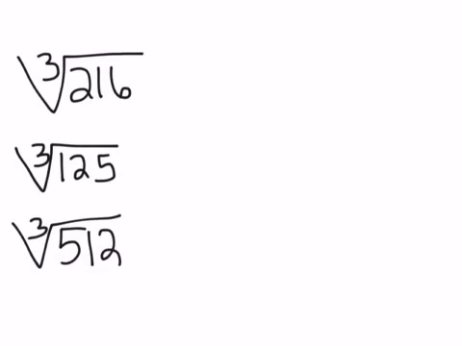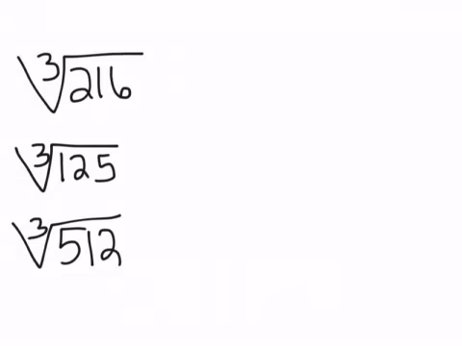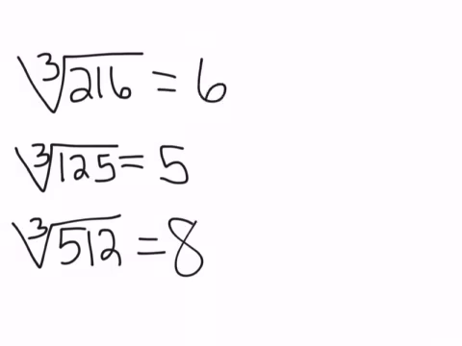Now let's talk about cube roots. So what number can I multiply by itself 3 times to get any of these values? Pause the video and see if you can figure it out. Alright, so the cube root of 512, I believe, is 8, because 8 times 8 times 8 is 512. 5 times 5 times 5 is 125, so the cube root of 125 is 5. And the cube root of 216 is 6.